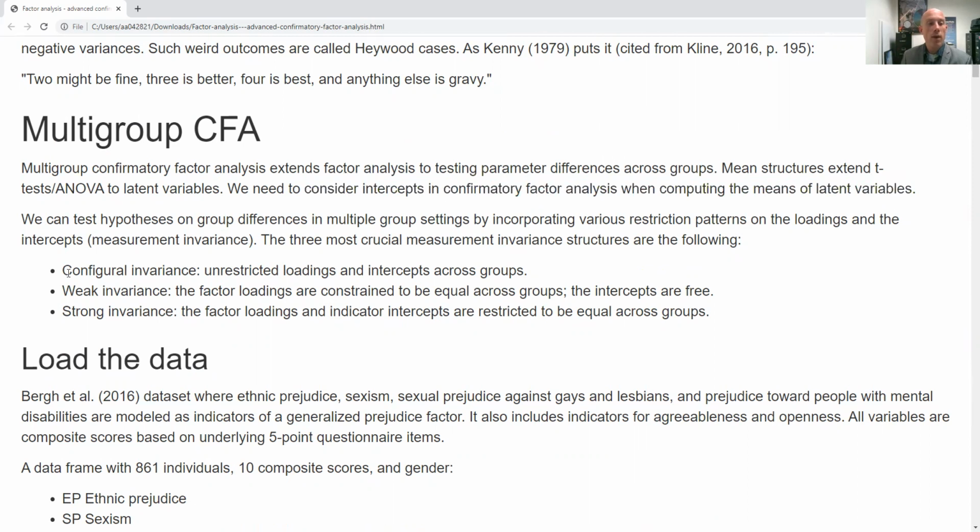All right, there are 3 invariances that are really important for this. There's configural invariance, which is unrestricted loadings and intercepts across groups. Weak invariance, where the factor loadings are constrained to be equal across groups and the intercepts are free. And then we have strong invariance, where the factor loadings and indicator intercepts are restricted to be equal across groups. So we can see that there's kind of an order to these.